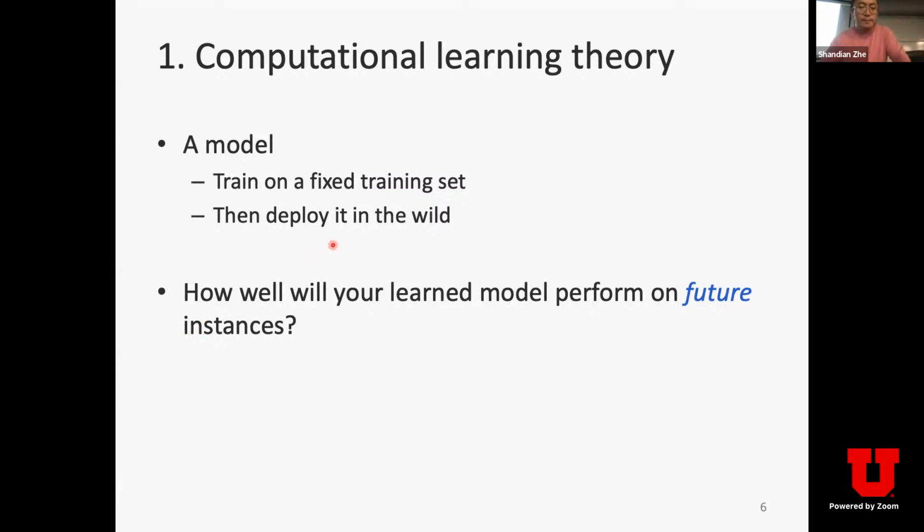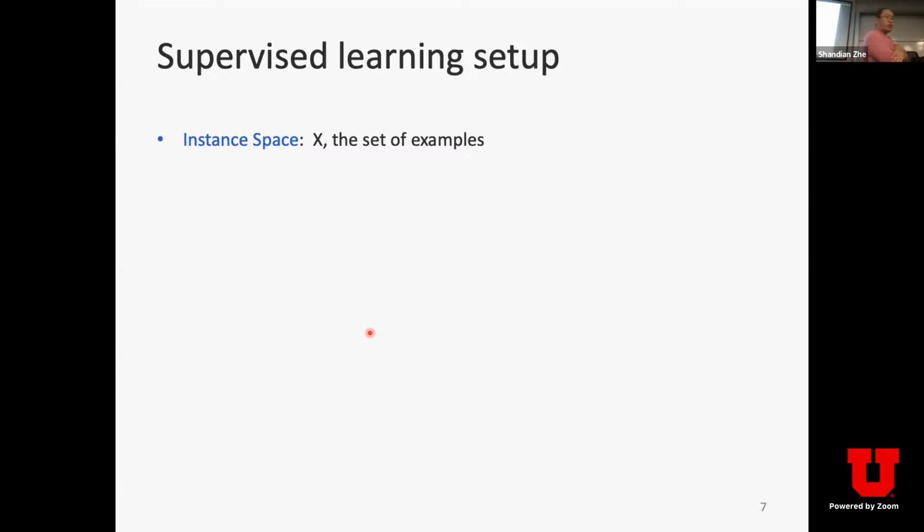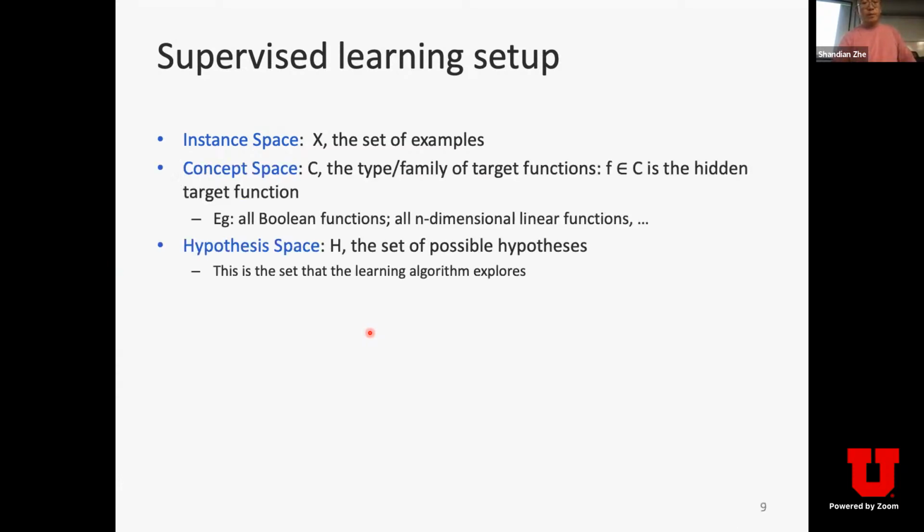And then the question is: how well will your learned model perform on future instances, on those instances you have never seen in your training data? We're always interested to know that. In other words, do we have some theoretical tool or mathematical approach to estimate or quantify your learned model's performance on those wild examples? So to discuss this mathematical framework for estimating your generalization performance, we're going to introduce several basic concepts.